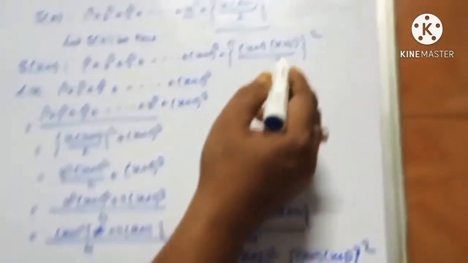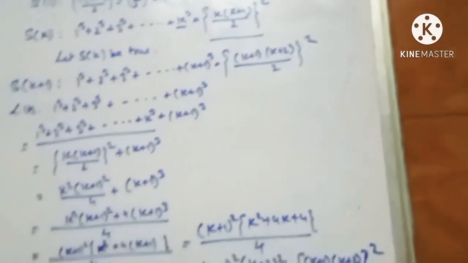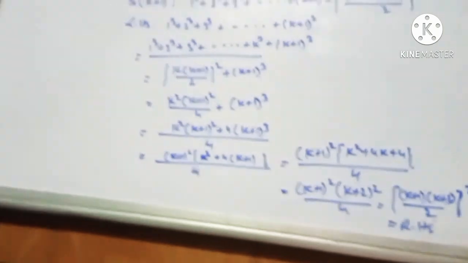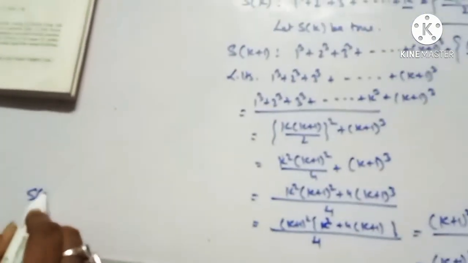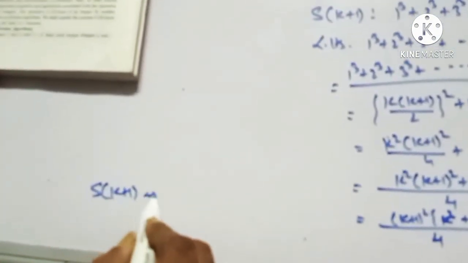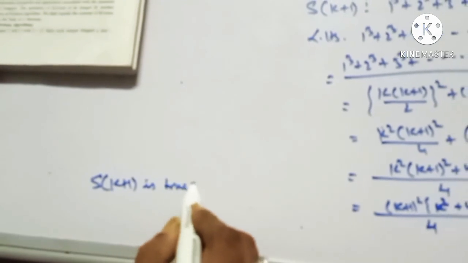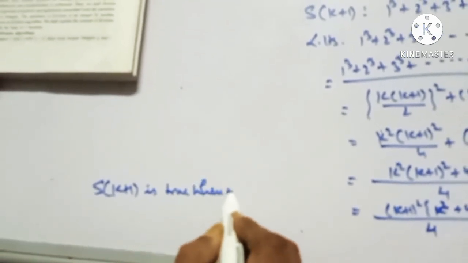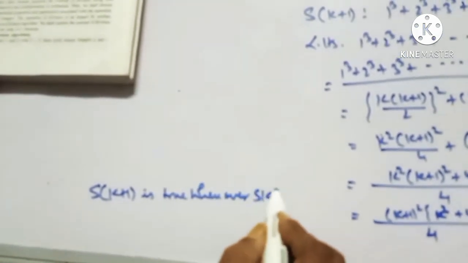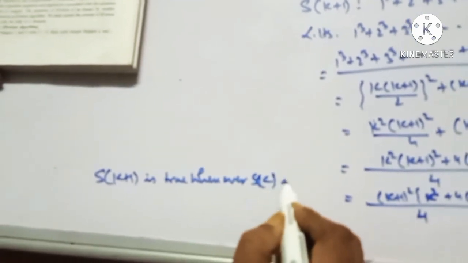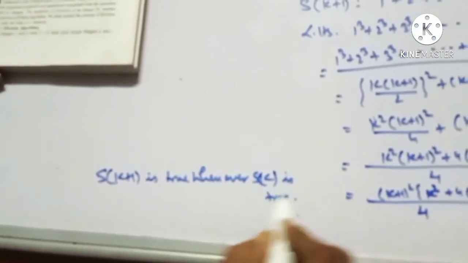So see, this is equal to the right hand side, and at last I have to write a statement, that is S(k plus 1) is true whenever Sk is true. Now this is finished.